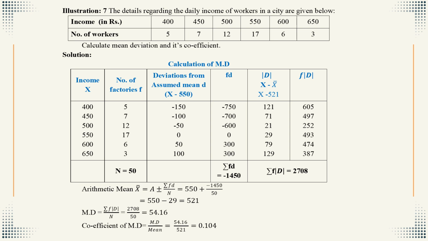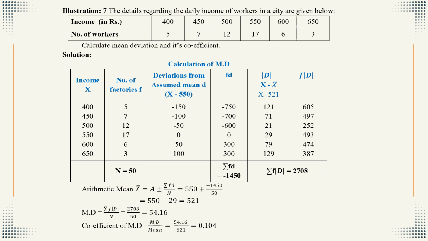Then 450 minus 521, 71. 500 minus 521, 21. 550 minus 521, 29. 600 minus 521 is 79. 650 minus 521 is 129.